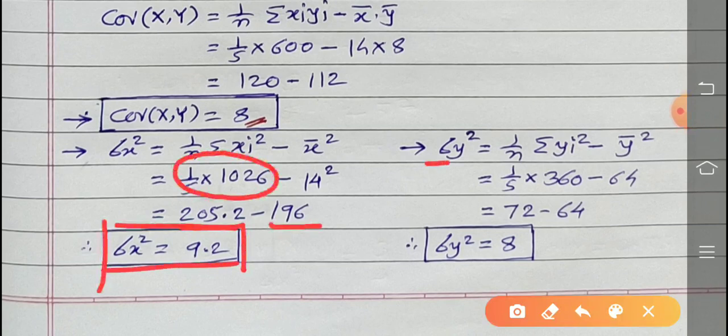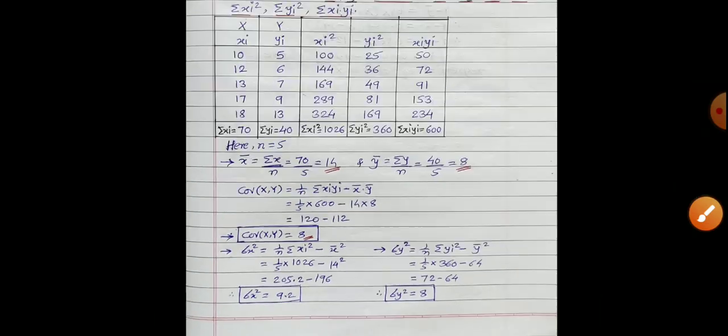Same for sigma y square equal to 1 upon n summation of yi square minus y bar square. So 1 upon 5, and the summation of yi square value is 360. So 360 divided by 5 means 72, minus 64. So sigma y square is equal to what? 8. In this way we are obtaining all the values.